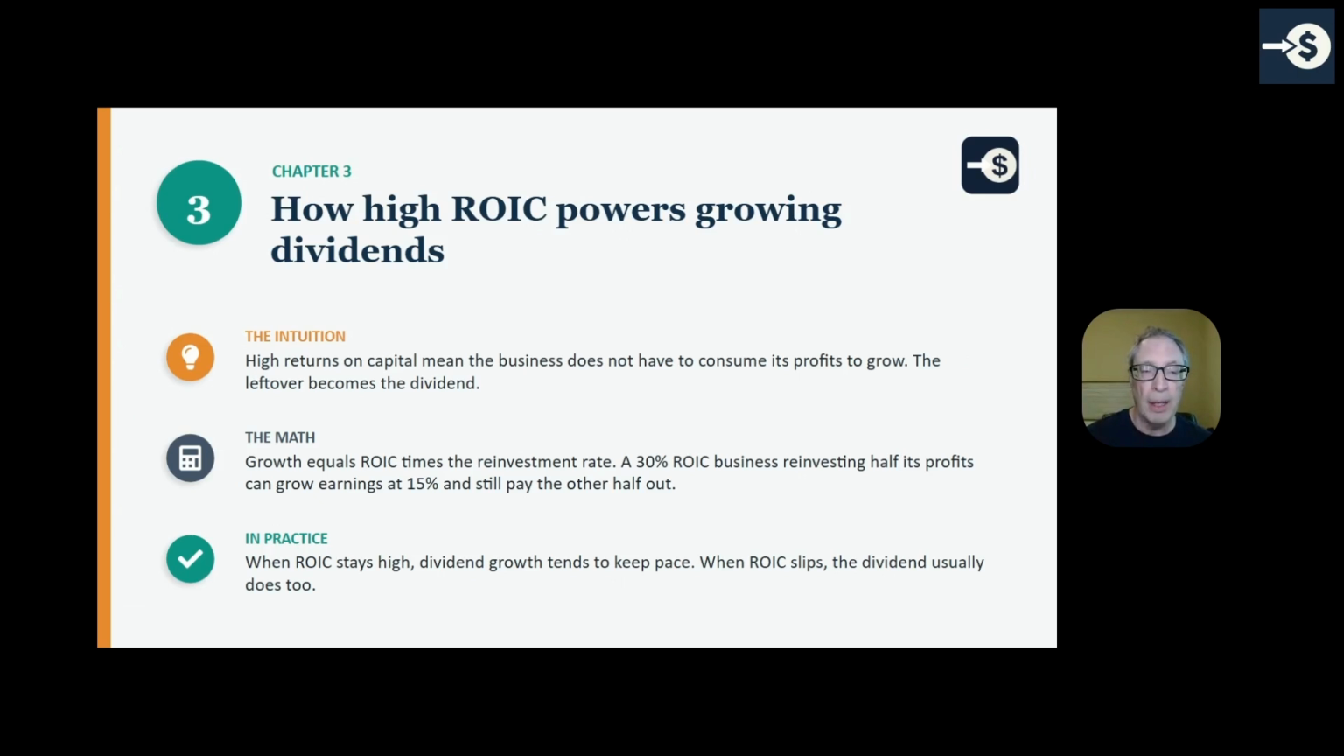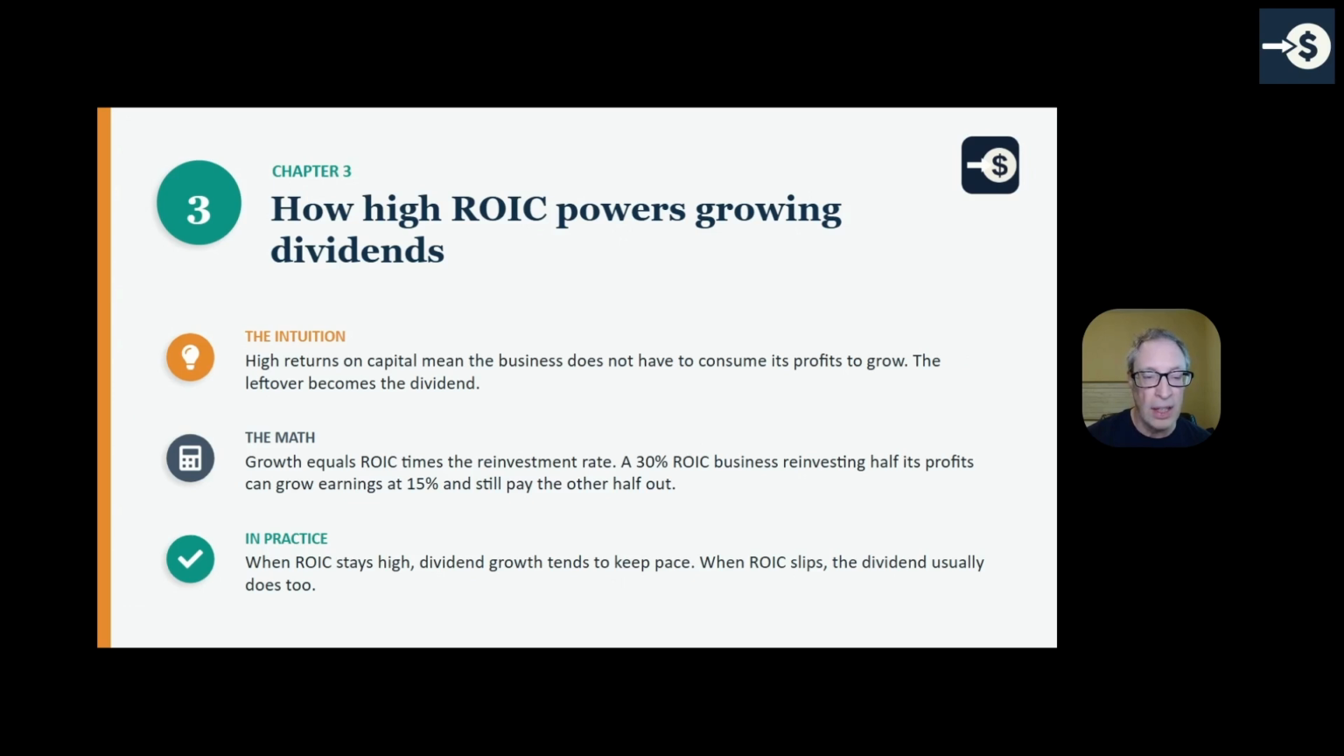That is the upper limit on dividend growth, too. So growth equals ROIC times reinvestment rate. A 30% ROIC business that reinvests half of its profits has a 15% growth rate. So, how does the dividend tie in? The same business can pay out the other half. Earnings grow at 15%, dividends grow alongside.